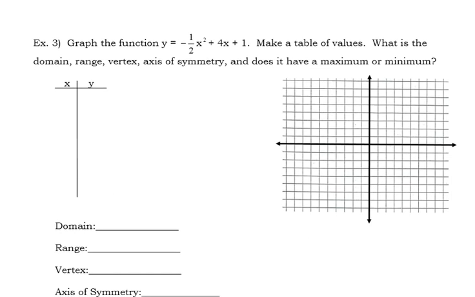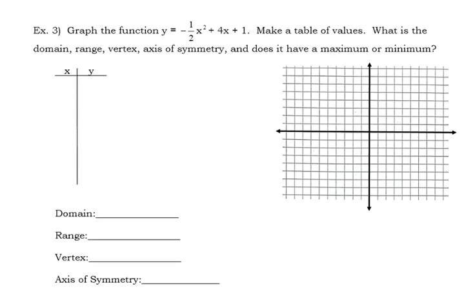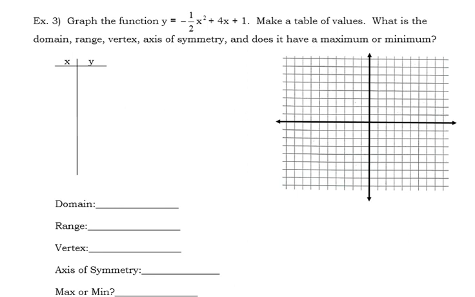Okay, in number 3, I want you to graph the function y = -1/2 x² + 4x + 1. I want you to make a table of values, so you're going to be going to your graphing calculator. I want you to tell me the domain, range, vertex, axis of symmetry, and if it's a minimum or maximum. At this point, I want you to do this work independently. We're going to pause the video. I want you to spend the next few minutes completing example 3, and then when you come back to the video, I will have the question complete.